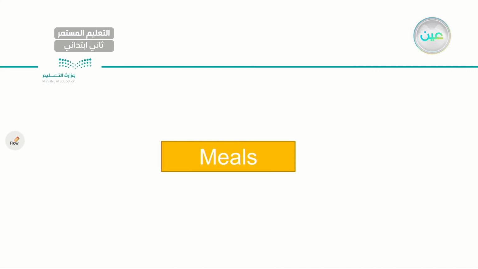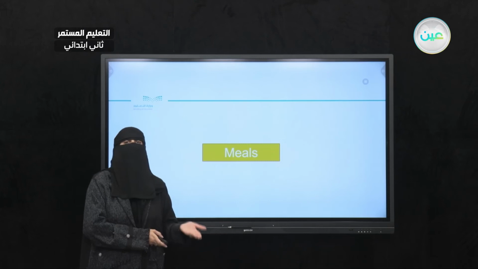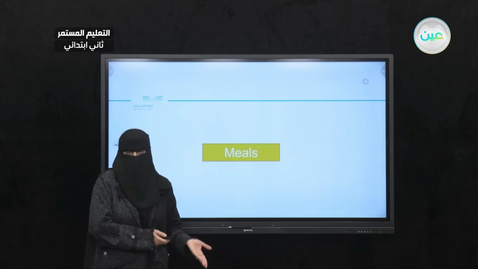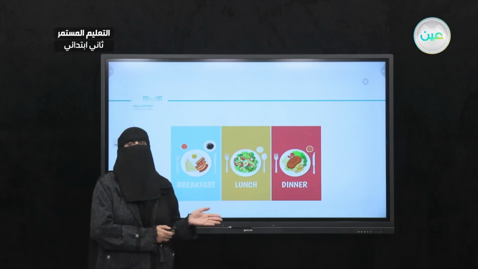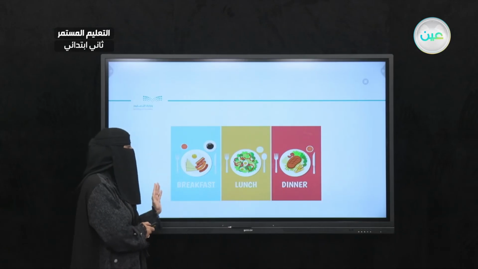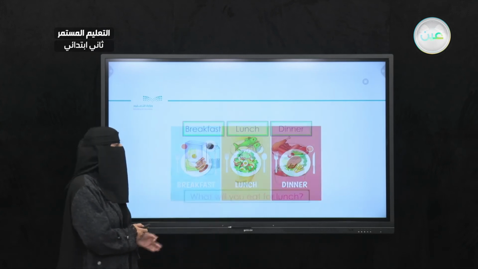Now, I have the word meals because as you can see in your books, we will talk about different kinds of meals, or how many meals we eat normally every day. Normally we have 3 meals a day. We start with breakfast, then we have lunch, and then we end with dinner. So how many meals do we eat every day? Breakfast, lunch, and dinner. 3 meals.